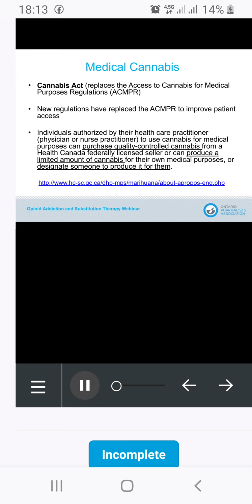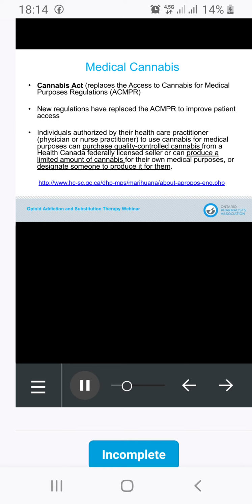So medical cannabis, the legislation has changed over the years. What used to be under the Access to Cannabis for Medical Purposes Regulations, the ACMPR, now has been replaced by what we call the Cannabis Act. So new regulations have replaced this old act to improve patient access, essentially. There haven't been many changes, but the biggest one is around how patients can access cannabis.